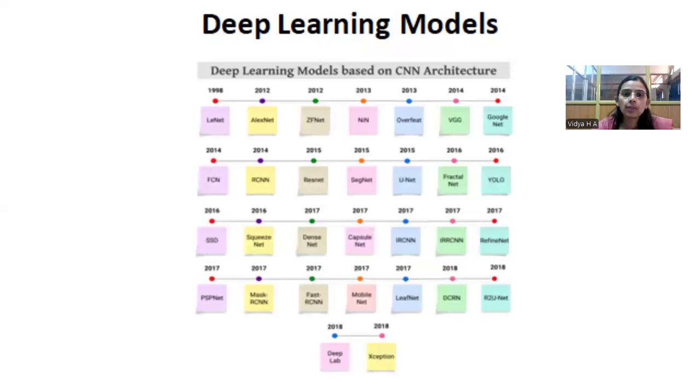This slide shows the deep learning models based on CNN architecture, and it also shows the year in which the model was developed. Like LeNet was developed in 1998, AlexNet was developed in 2012, ZFNet was developed in 2012, Network in Network in 2013, Overfeat in 2013, VGG in 2014, GoogleNet also in 2014. Like this, it gives the list of neural network deep learning models based on CNN architecture.